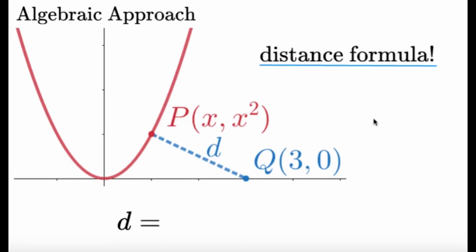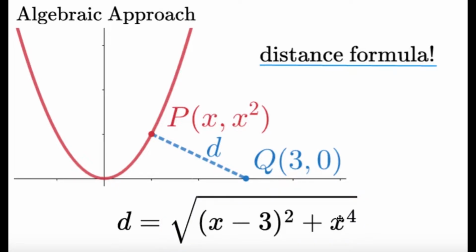So all we have to do is just get the distance between P and Q. Now, by the distance formula, that will be simply equal to the square root of the square of the change in x, so x minus 3, and then we square it, and then the x to the fourth comes from the change in the value of y, which is x squared minus 0, and then squared. That's why we have the x to the fourth here.